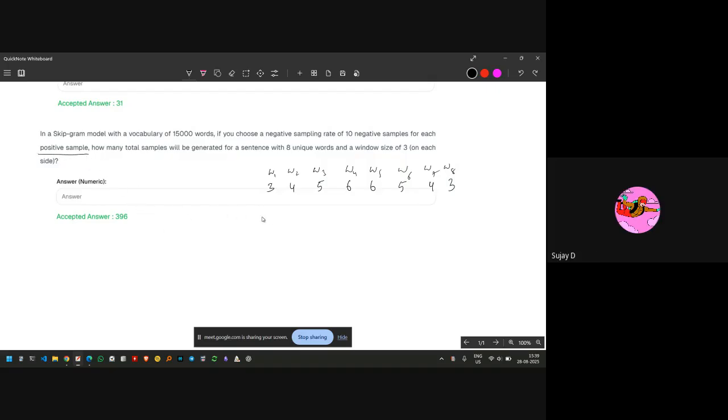Positive samples, how many? 10 plus 8 plus 18, 36. Correct? Positive sample is just the total of this. And for each sample, we multiply with 10 negatives. So 360 is the answer, right? Okay. 396 are we getting here?